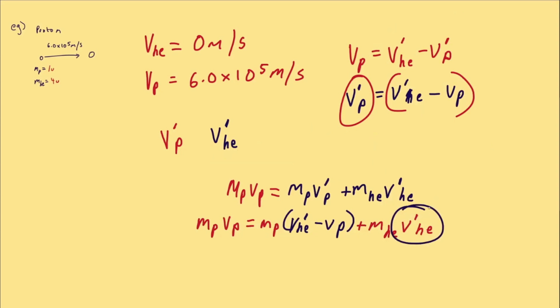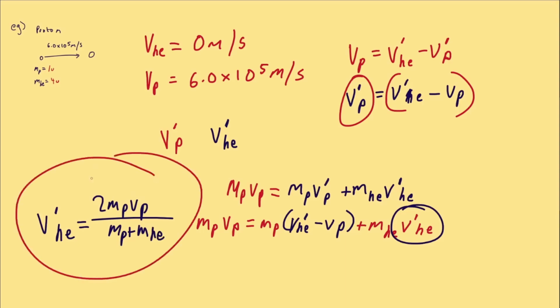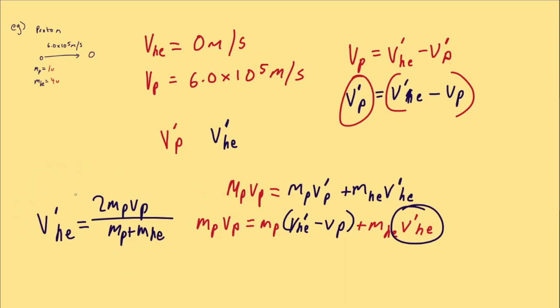We can solve for this. So let's move everything to the other side. And we end up with this formula. The velocity for the helium nucleus after the collision is 2 mp vp over mp plus mHe. And this is another formula in the cheat sheet because this pops up occasionally.